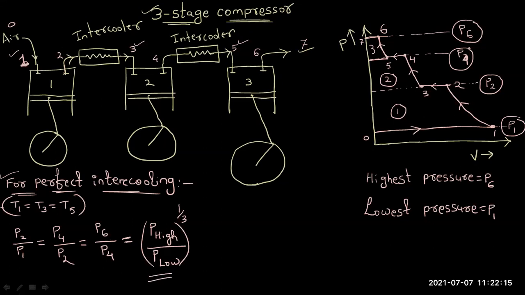So this pressure ratio should be equal to highest pressure divided by lowest pressure whole to the power 1 by 3. This means, which one is the highest pressure? Highest pressure is P6. Okay. So you can see here the highest pressure is P6. So I can write P6 divided by, which one is the lowest pressure? Lowest pressure is P1. This one. P6 by P1 whole to the power 1 by 3. Okay. So this condition you have to remember.